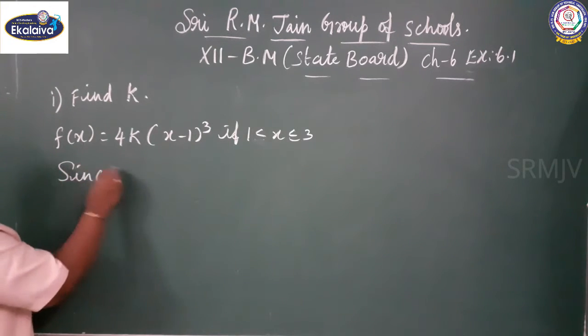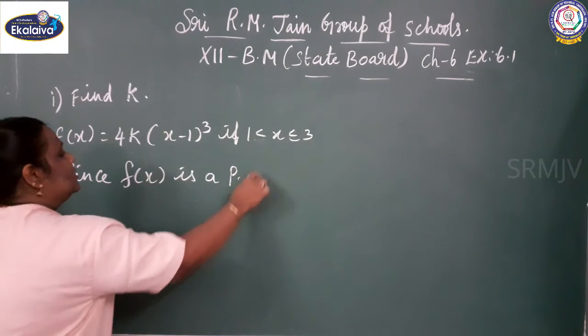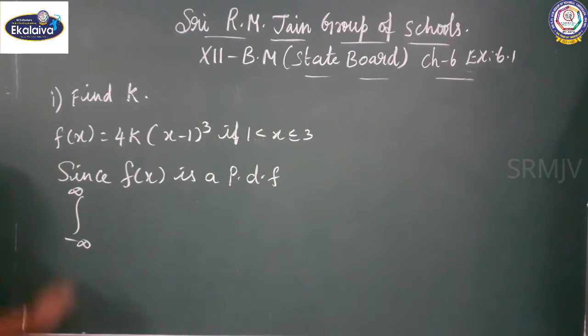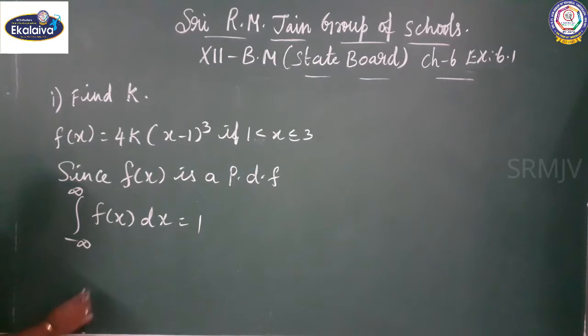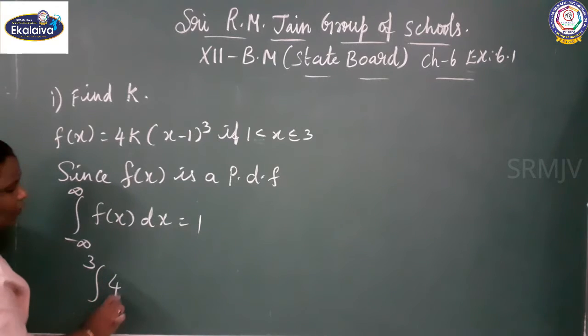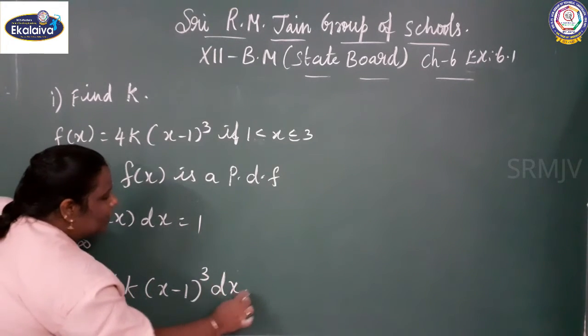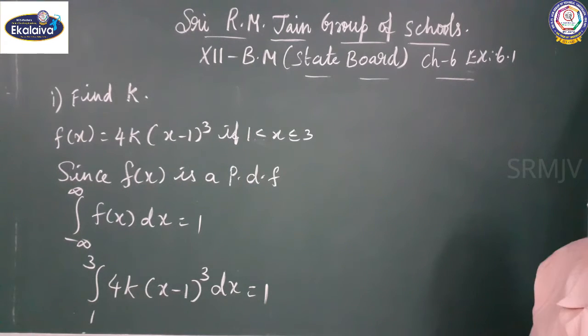Since f of x is a probability density function, what is the formula? Integral from minus infinity to infinity of f of x dx equal to 1. The limit is integral 1 to 3, 4k into (x minus 1) the whole cube into dx equal to 1.